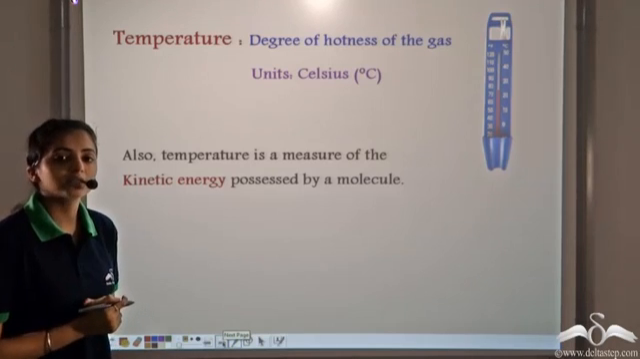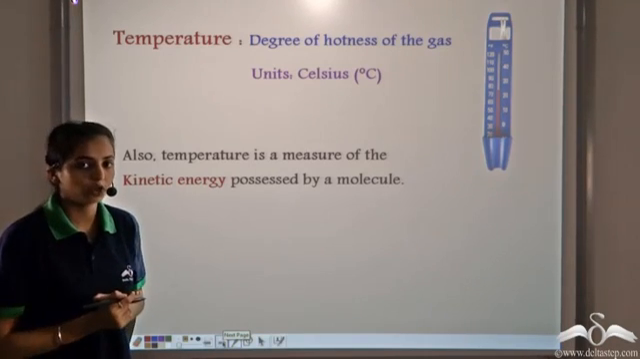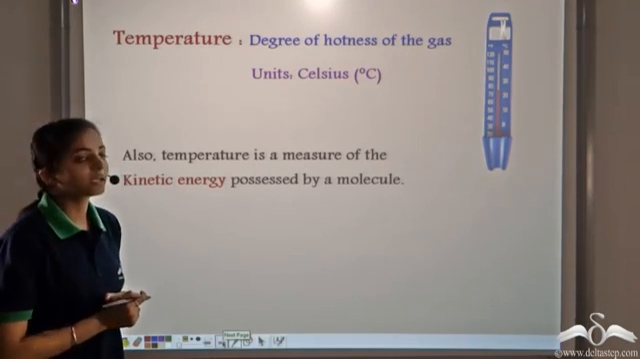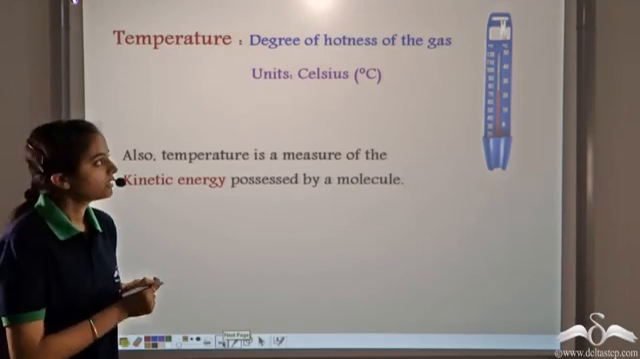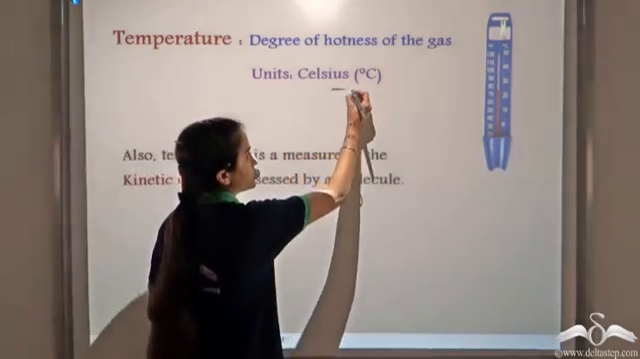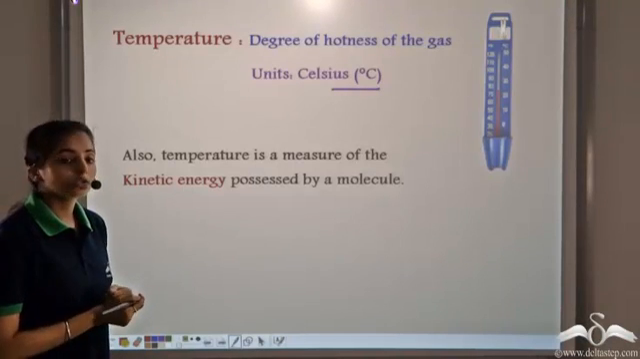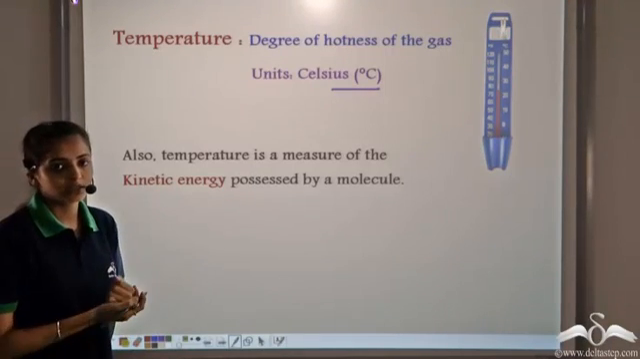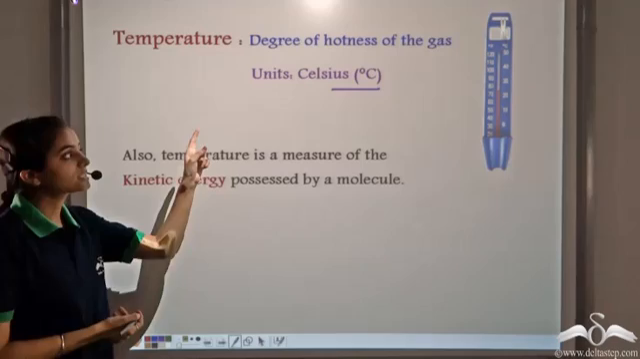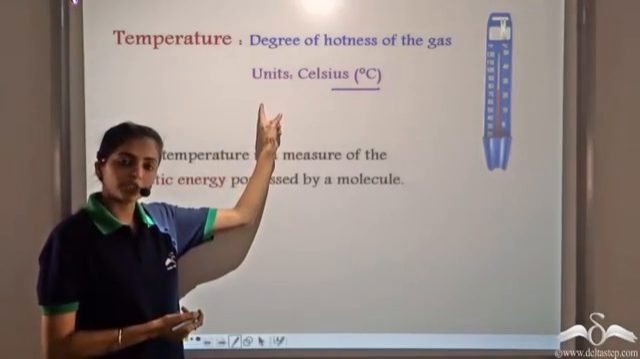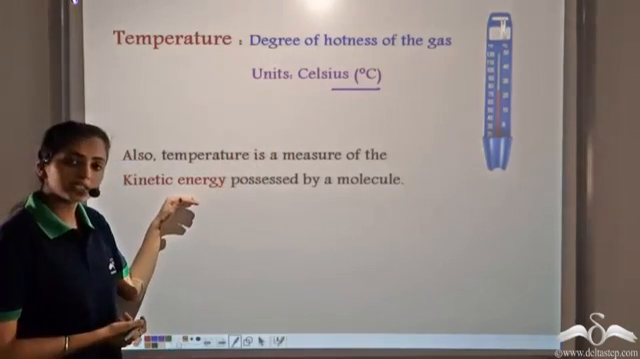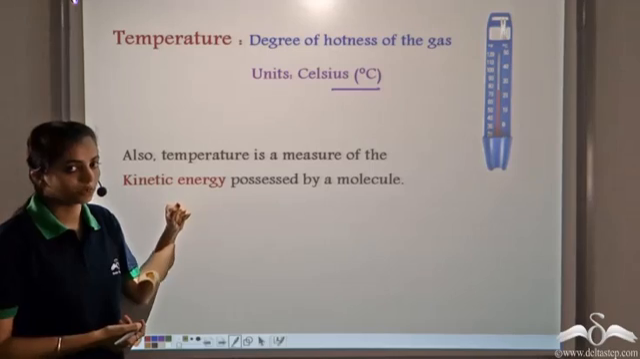Temperature, the third physical parameter which defines the behavior of gases. This is the degree of hotness of the gas. It is measured in units like degrees Celsius. We know that temperature is also the measure of kinetic energy possessed by the molecules. So this degree of hotness, which is temperature, can also be expressed as the kinetic energy possessed by the molecules.